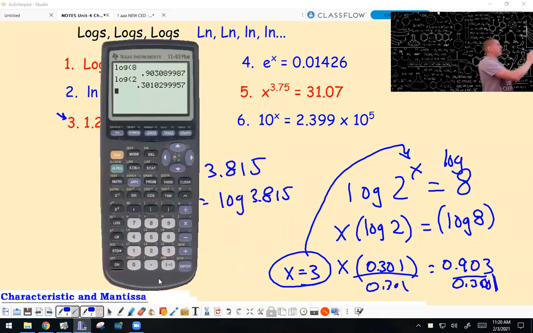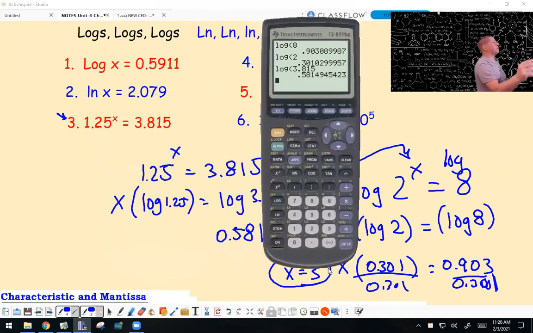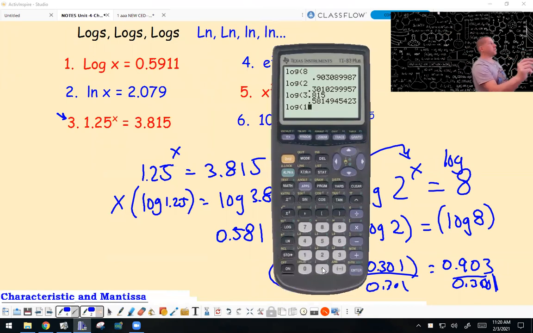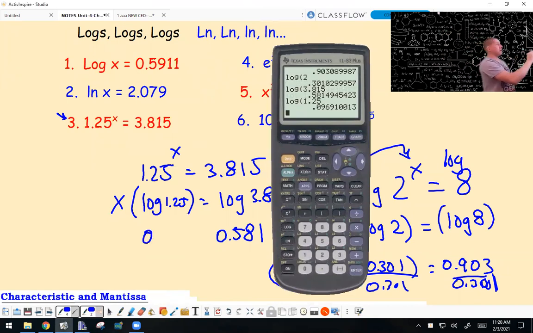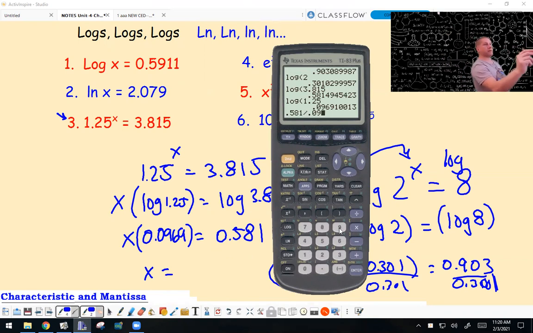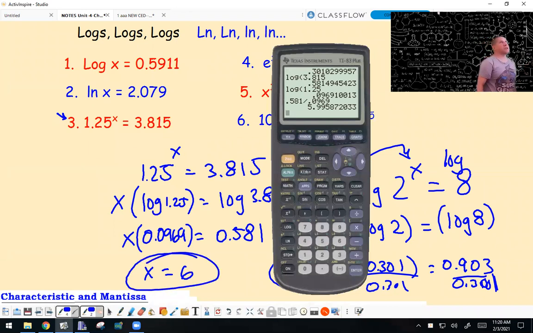So the log of 3.815 is 0.581. The log of 1.25 is 0.0969. And x equals 0.581 divided by 0.0969. And it comes out to be 5.99, which is probably 6, so 5.995. So there's where it is a whole number.